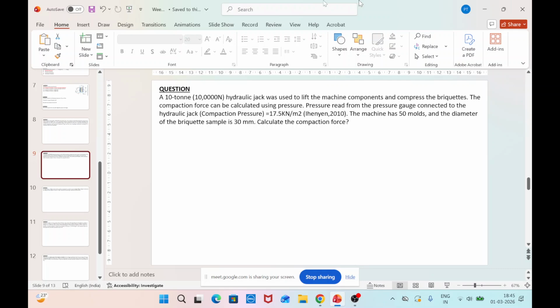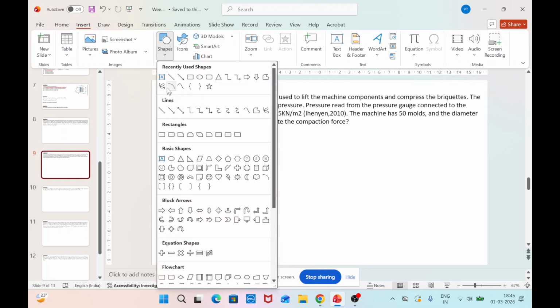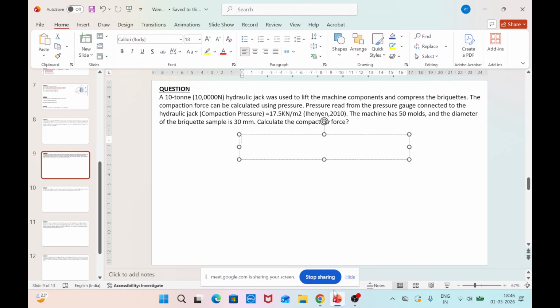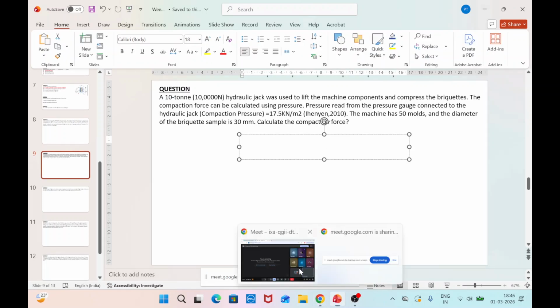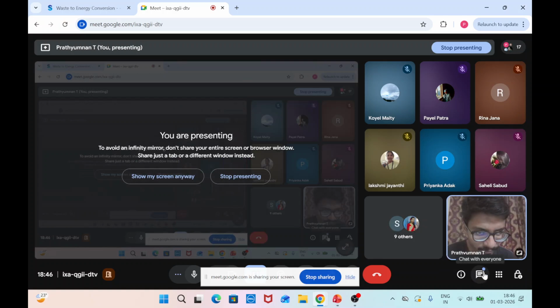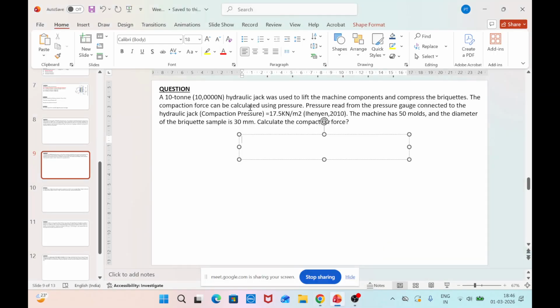So can we write force is equal to pressure times area? Yeah. So pressure is equal to force by area, or you can write force is equal to pressure multiplied by area. So pressure is already given, that is 17.5 kilonewton. If anyone has solved already and you have the answer, then please let me know.